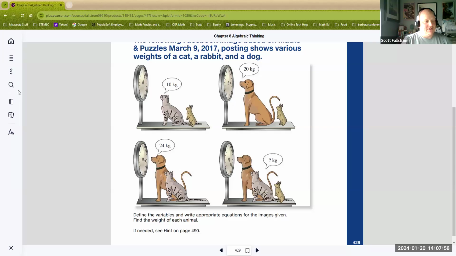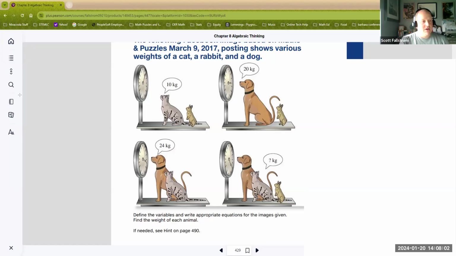Okay, so I'm going to go ahead and get a little bit of white space over here so I can kind of jot some notes down. And let's think about this. If we were living back in algebra world, we could think of each one of these objects as having a weight that we don't know. And when we don't know something, we can replace that with a variable. So the cat will be C, the rabbit will be R, the dog will be D. Now, this first picture allows me to make a wonderful equation: C plus R equals 10.